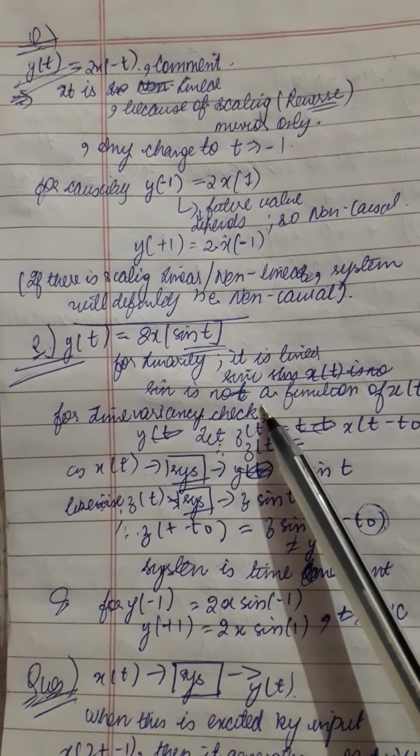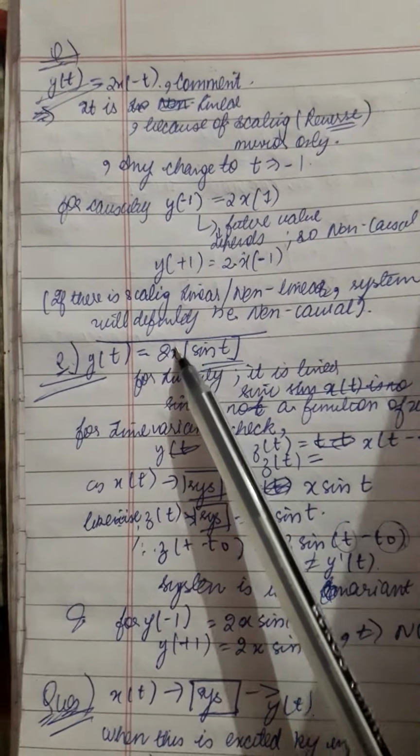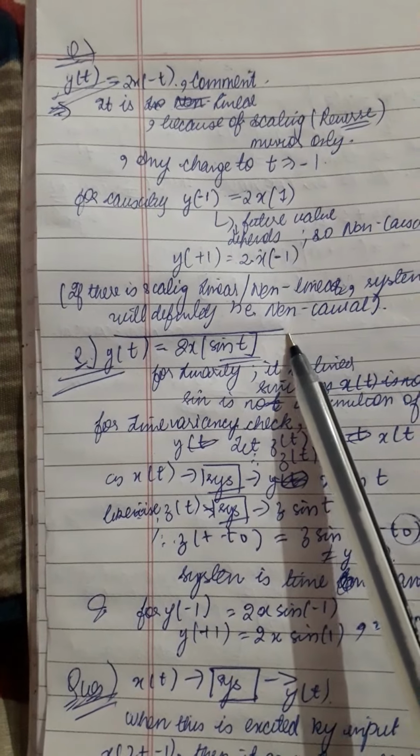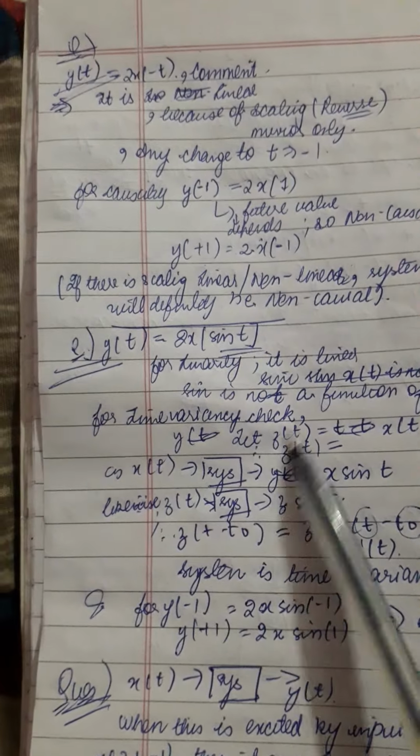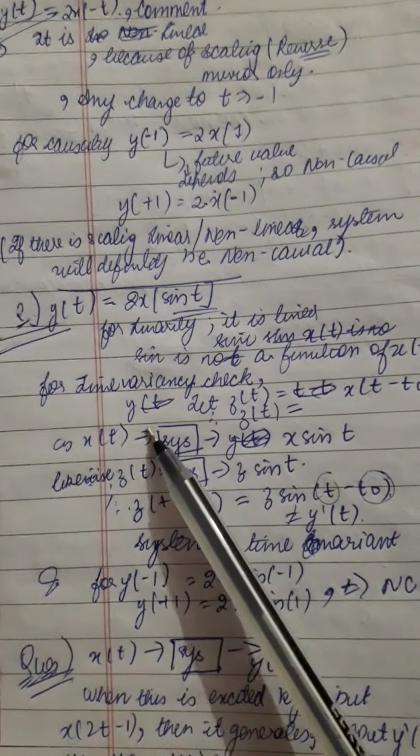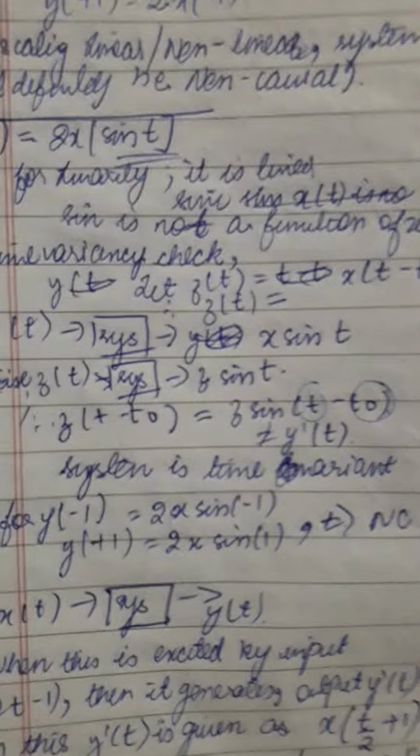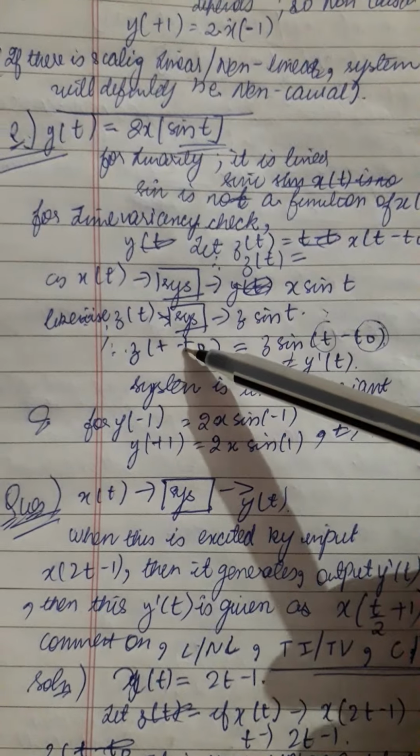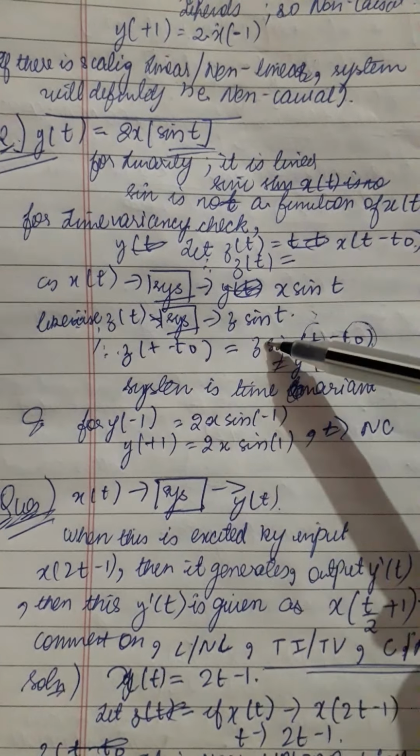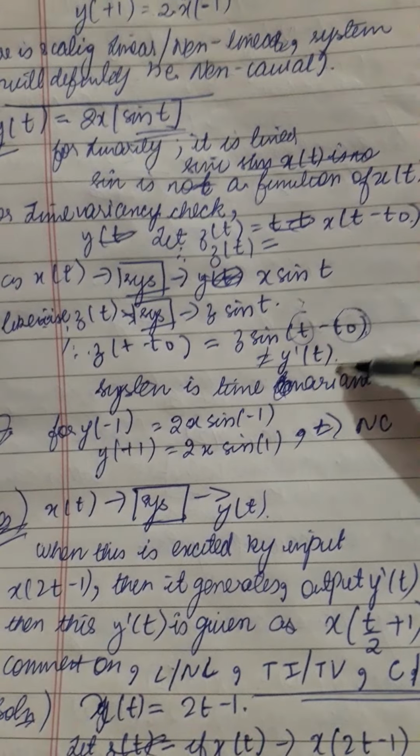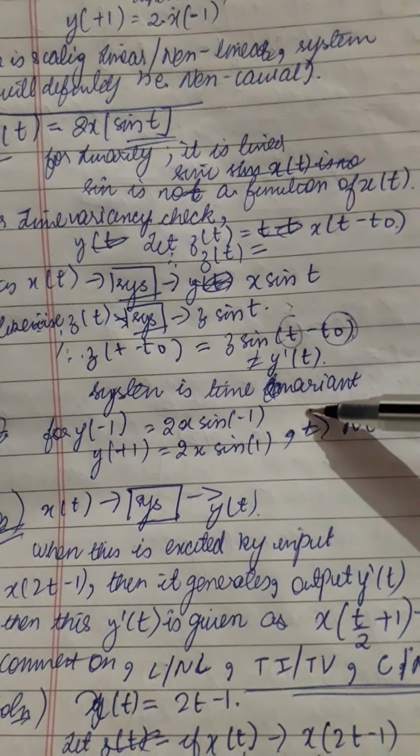So for time variancy, we don't need to find out whether it is multiplied with the constant or not. If here sine of x of t would be written, then the system would become non-linear automatically. So for the time variancy check, z of t is equal to x of t minus t naught. Placing t equal to t naught, whenever we apply input x of t, we get a system output as x of sine t. Likewise, when we put z of t as an input, we'll get z of sine t as the output, as in the previous equation. So z of t minus t naught will give z of sine t minus t naught, y dash of t. So the system is time invariant.